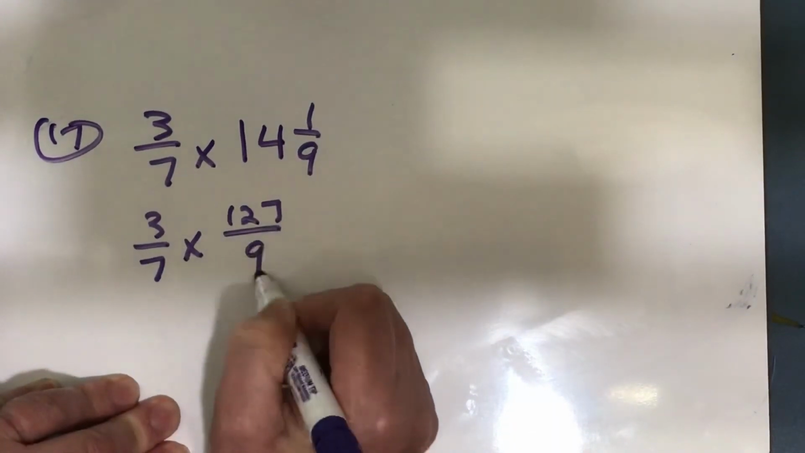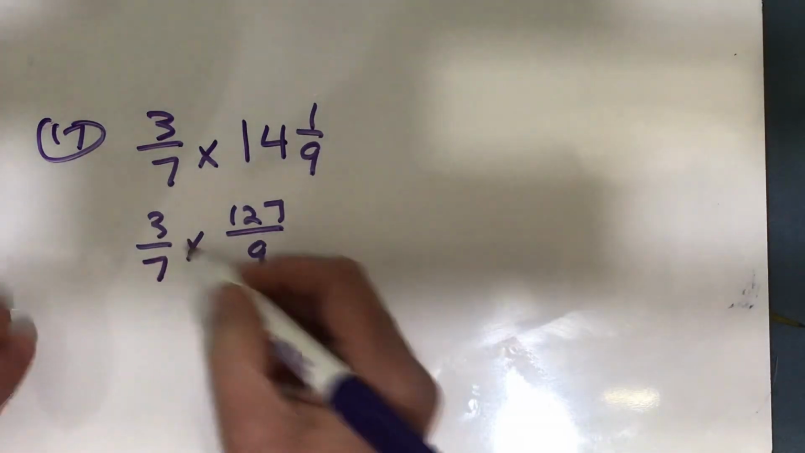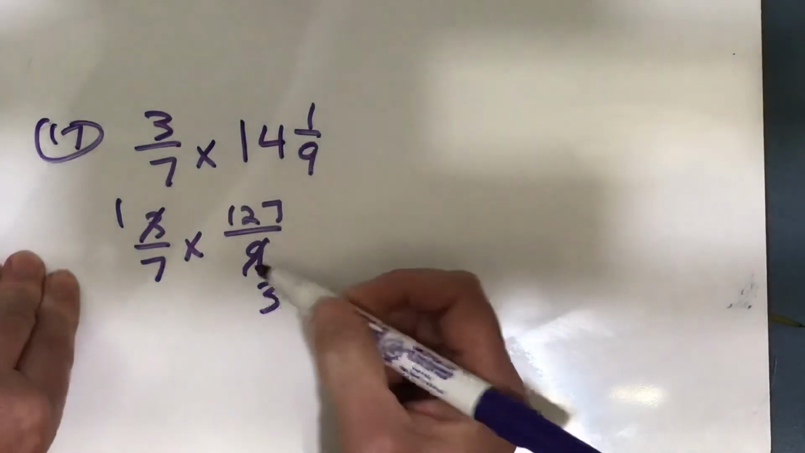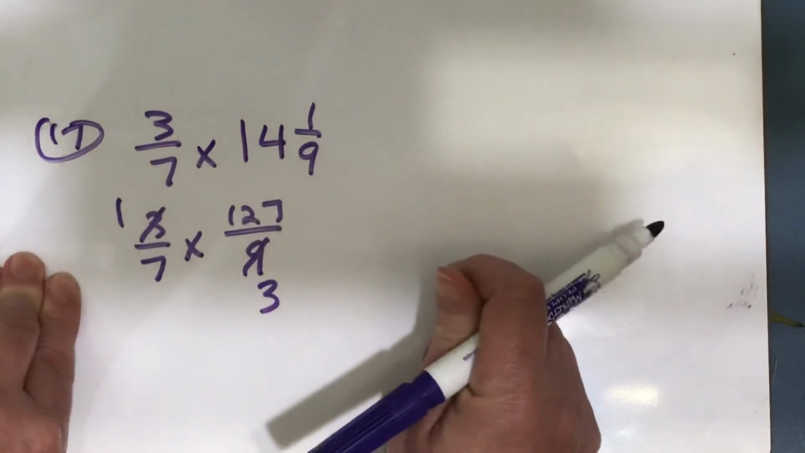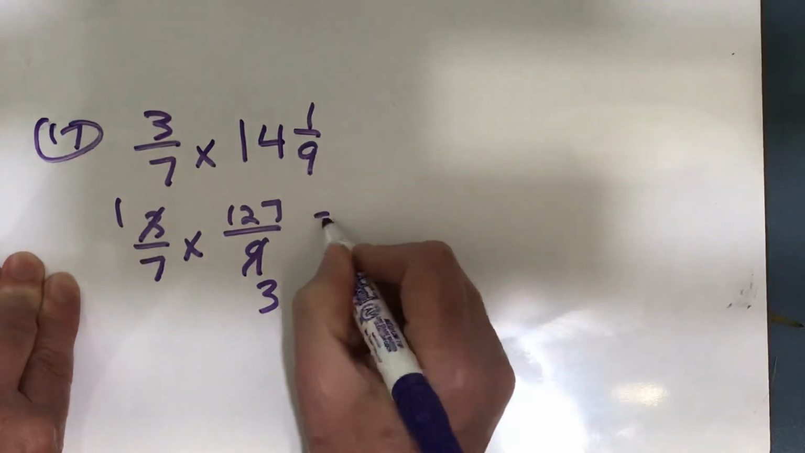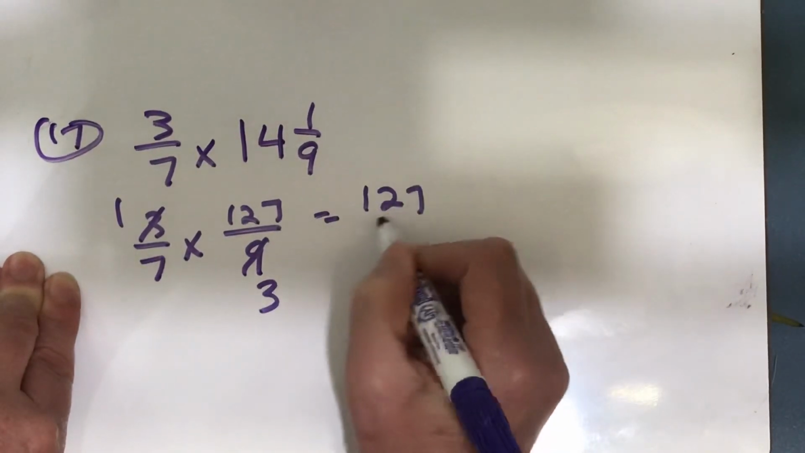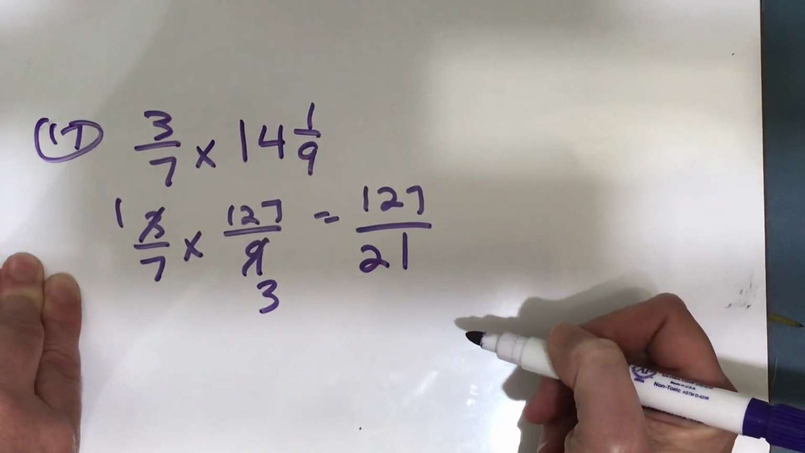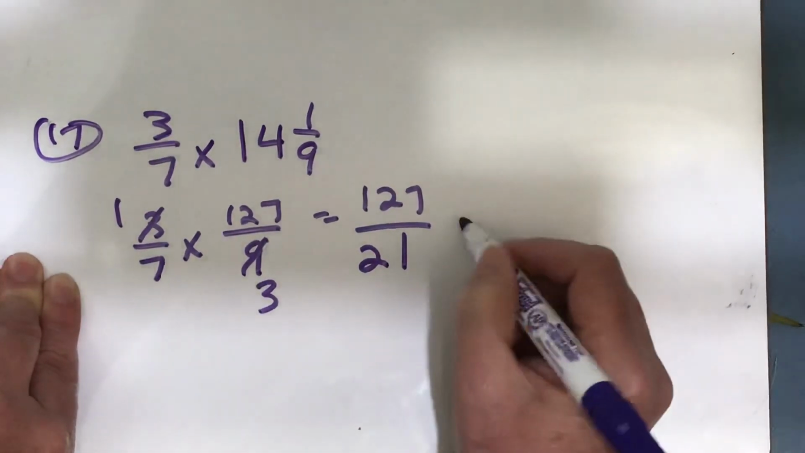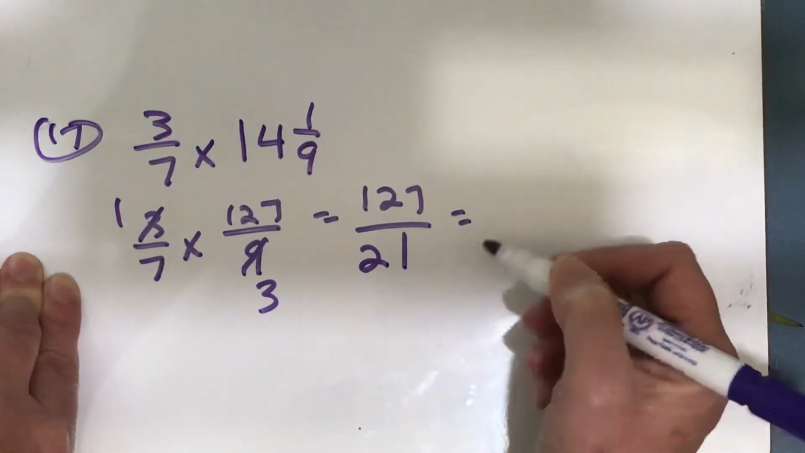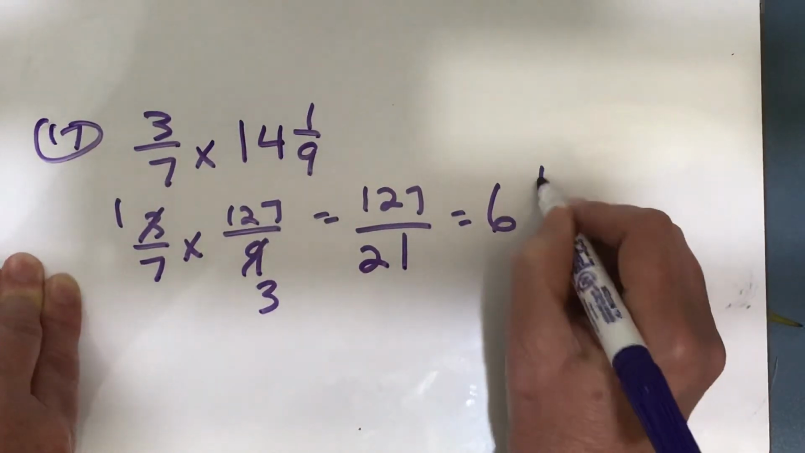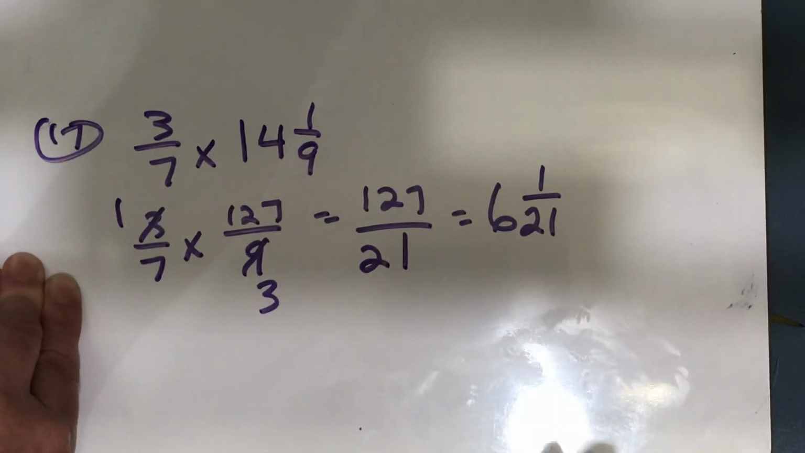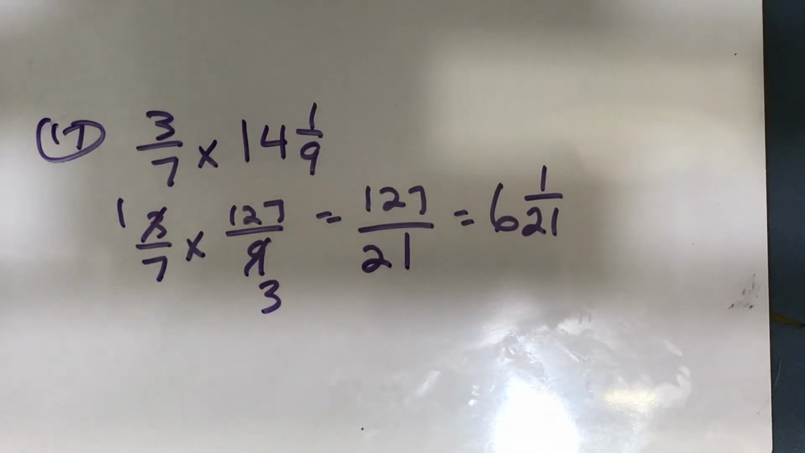So 127/9. 3 is a common factor of 3 and 9. 3 goes into 3 once, goes into 9 3 times. Unfortunately, 7 is not a factor of 127. So I just have to multiply 127 over 21. And then I have to divide 127 divided by 21. And 21 goes into 127 6 times with 1 left over. So 6 1/21. So that's a few of the odd problems. You're going to go ahead and do the even problems on this page.